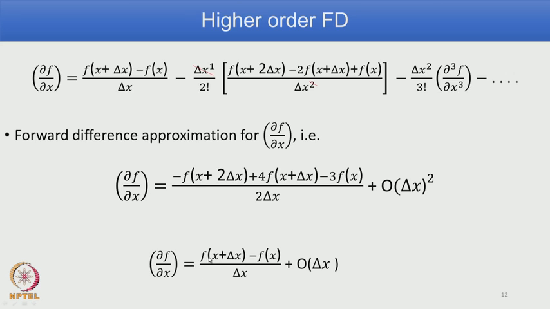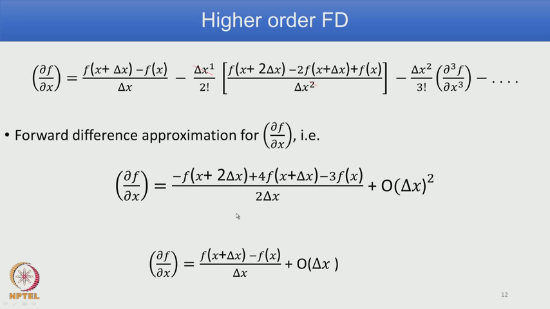So, that we have f of x plus delta x minus f of x by delta x, and that is of order delta x for the same first derivative. If you observe these two expressions very closely, here we consider the immediate neighbor, that is x plus delta x, and in the higher order expression we consider the immediate neighbor x plus delta x and one more neighbor, which is x plus 2 delta x.